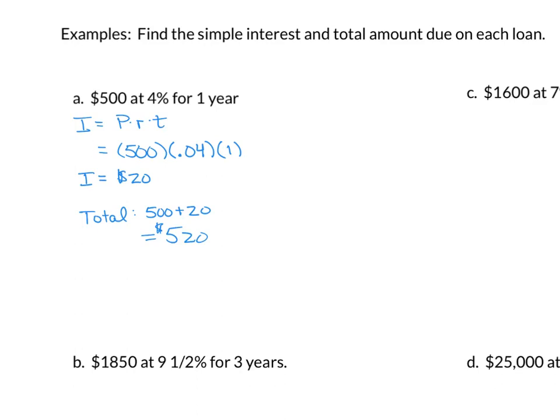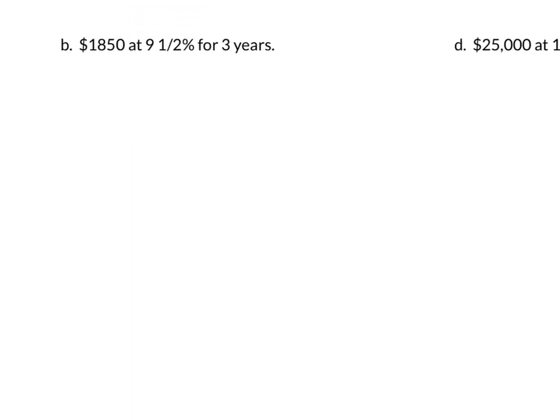Okay, let's look at another example. Let's look at example B. Example B, we are borrowing $1,850 at an interest rate of 9.5% for 3 years. Okay, so let's write out our formula again. We have I equals P times R times T.